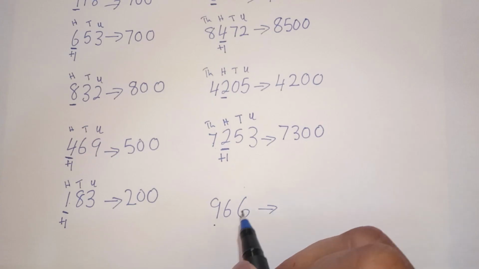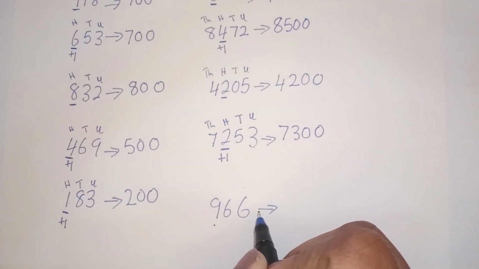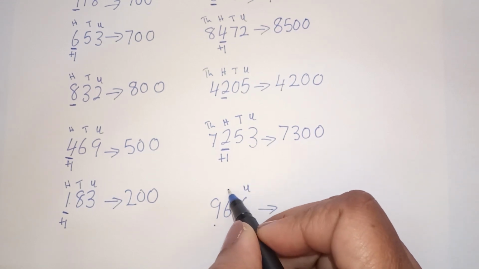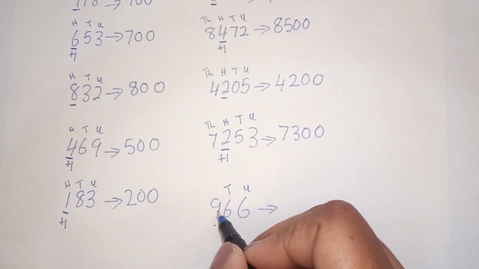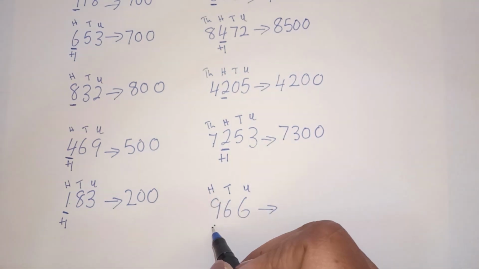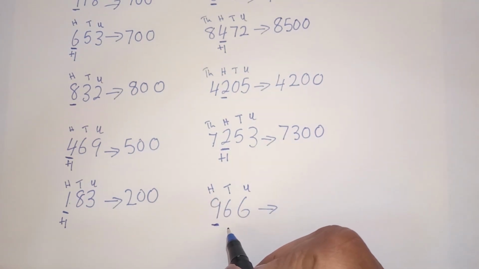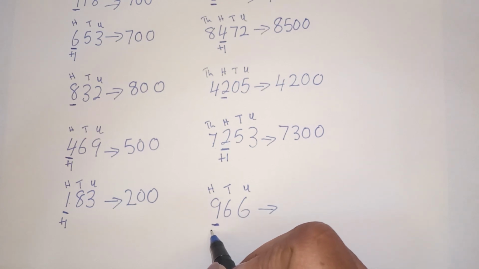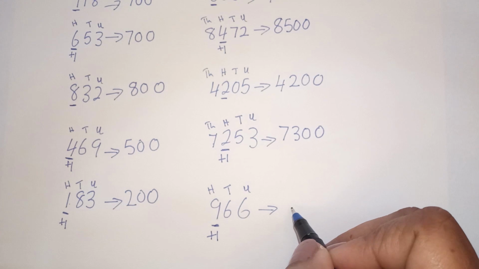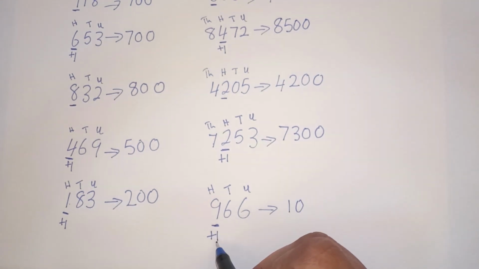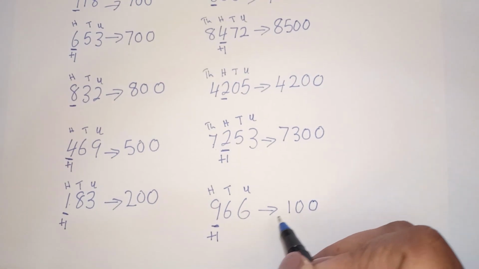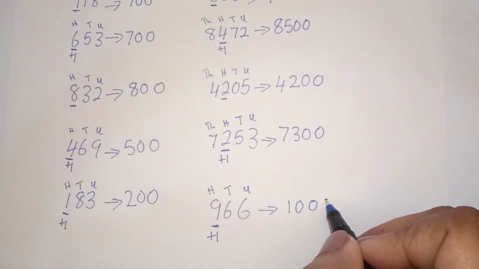Okay. We have 966. So 6 is units, and 6 is tens, and 9 is hundreds. Spot out 9 as the hundreds. So the number next to it is more than 5. So we have to add 1. 9 plus 1 will be 10. So we write here 10. Then 6 will become 0, and the other 6 will become 0.